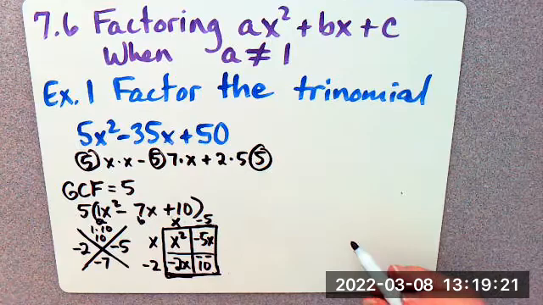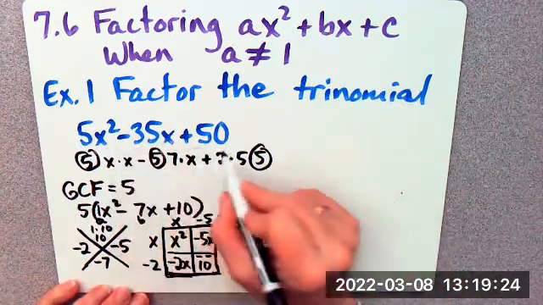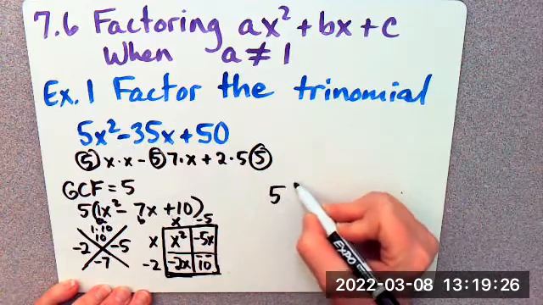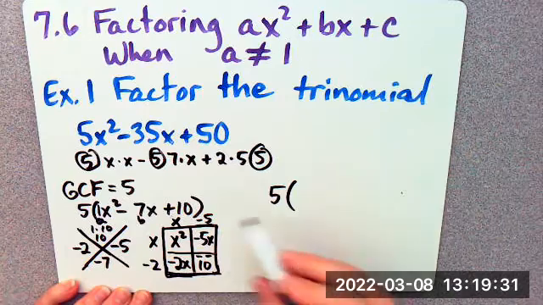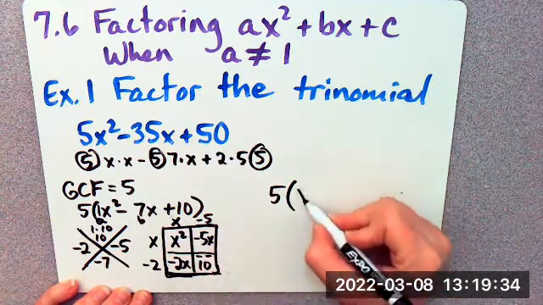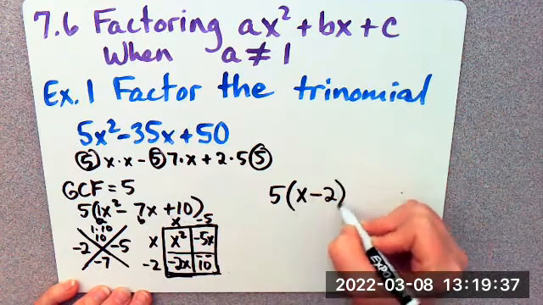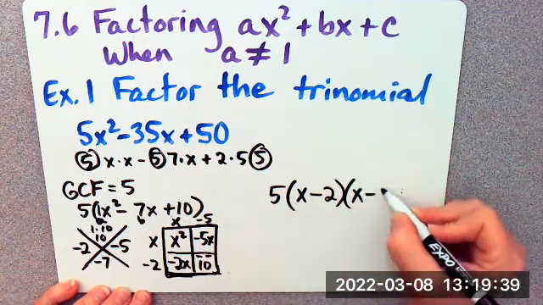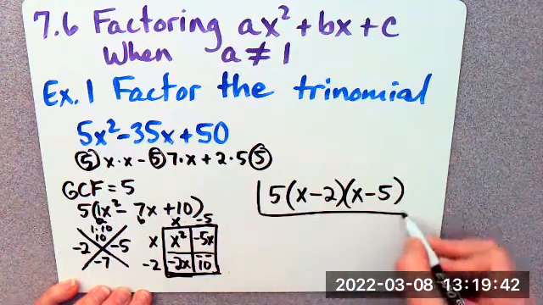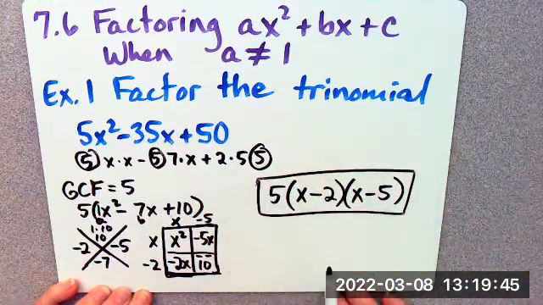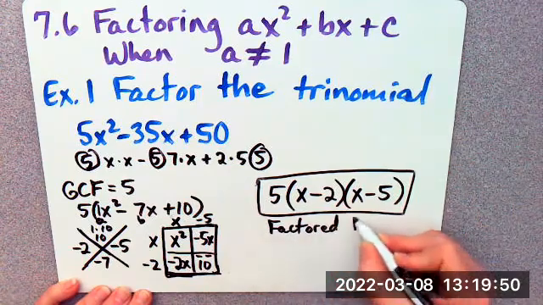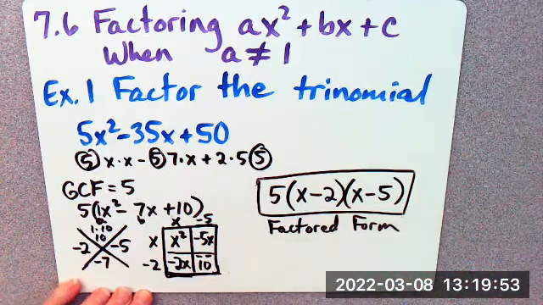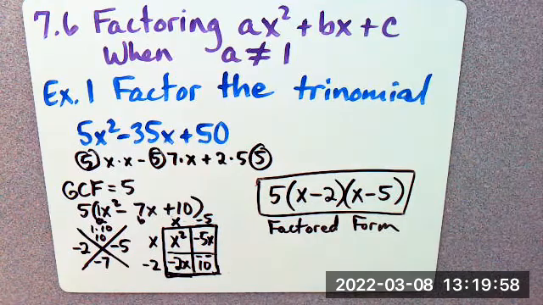So our final answer then for factoring this trinomial will be 5. We don't want to forget about that 5 that we already took out, which gets forgotten quite a bit, so please don't. Then we're going to write x minus 2 times x minus 5. So that would be the factored form when it's completely factored. All right, let's try another one.